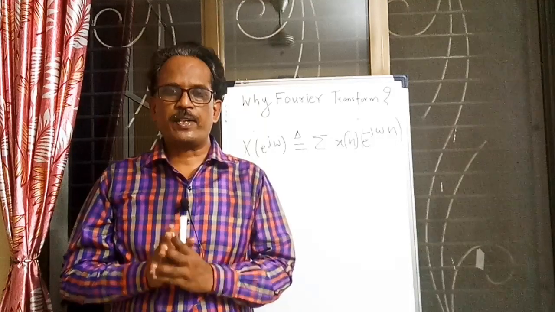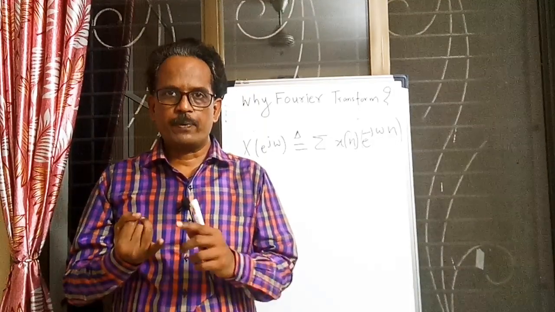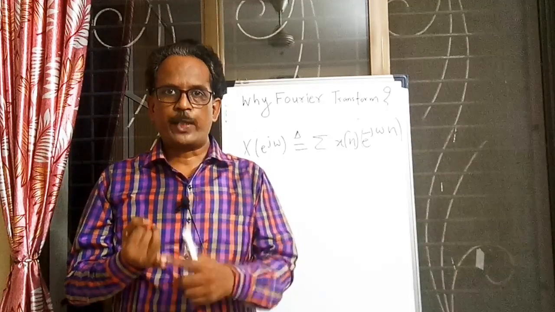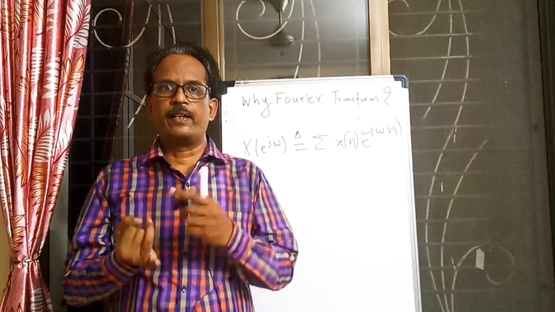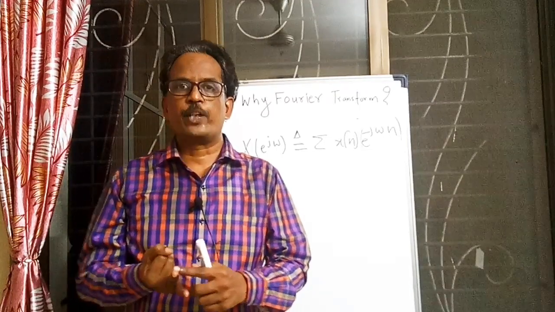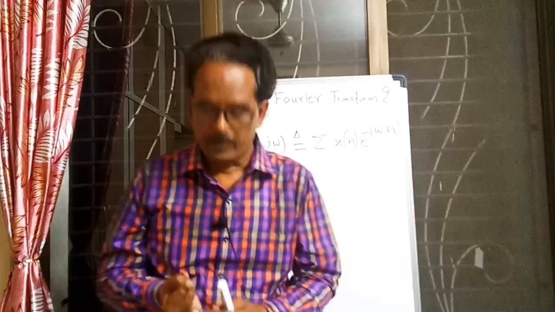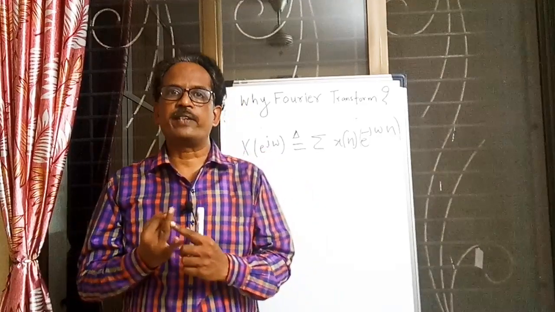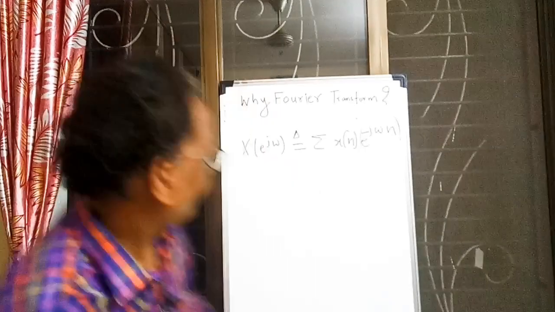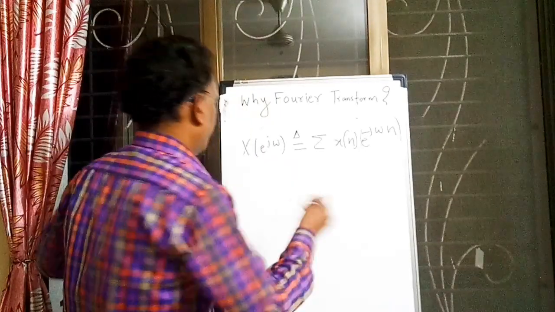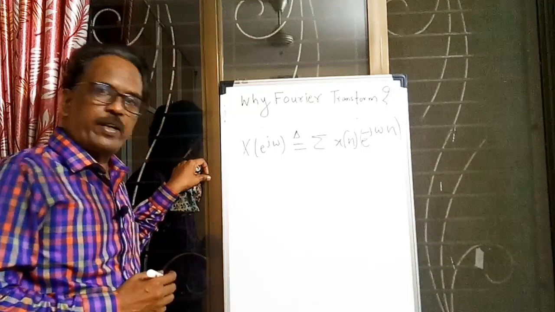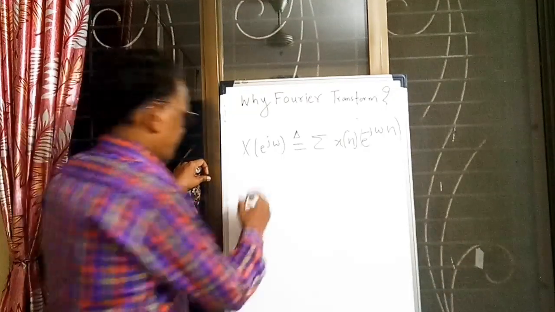So let us study the different parts of X of omega in detail, that is the magnitude part, real part, imaginary part and phase. Let us see what properties these parts satisfy. Here I am assuming that the given signal x of n is a real signal. Let us first see what the real part satisfies.